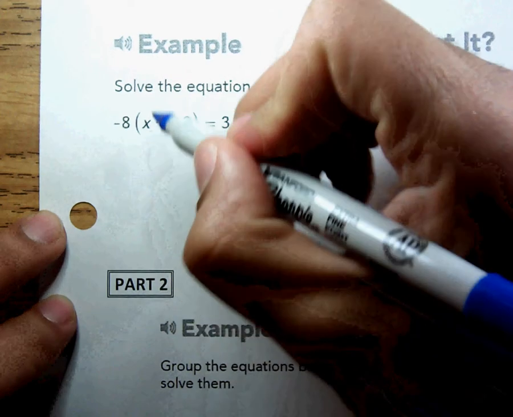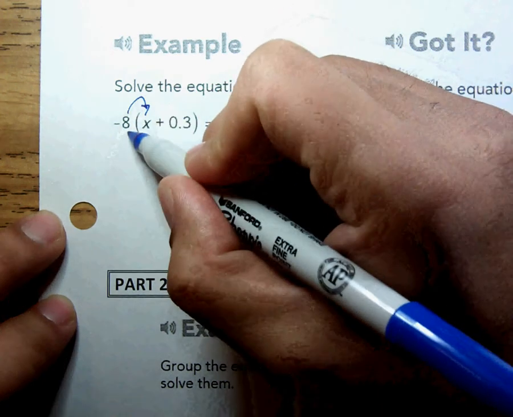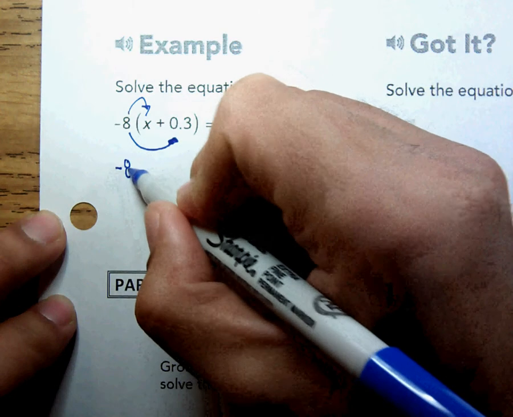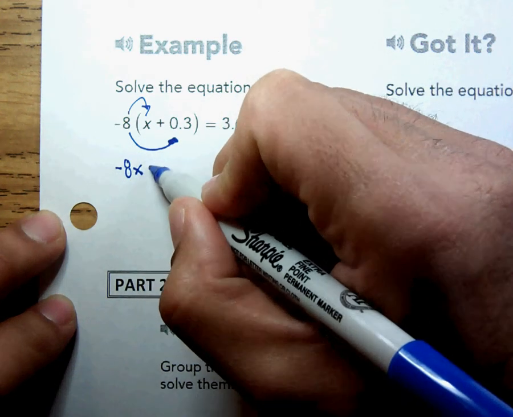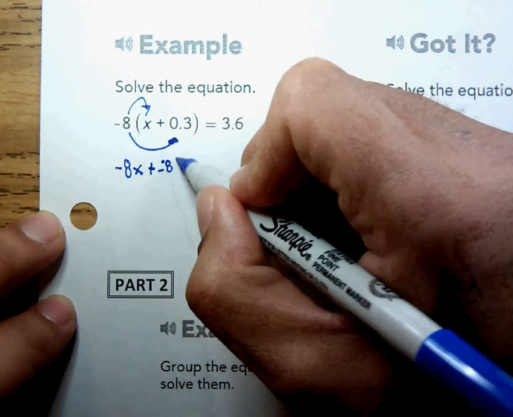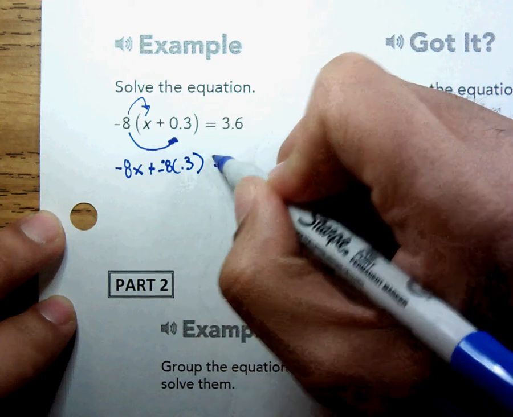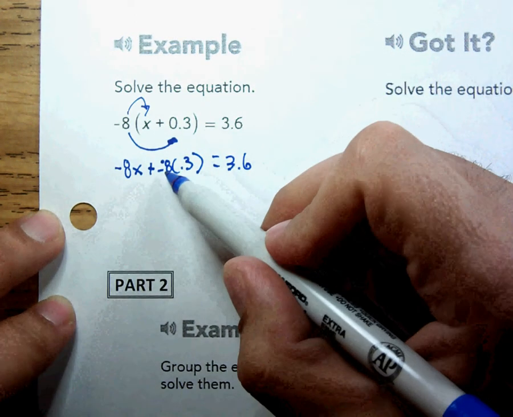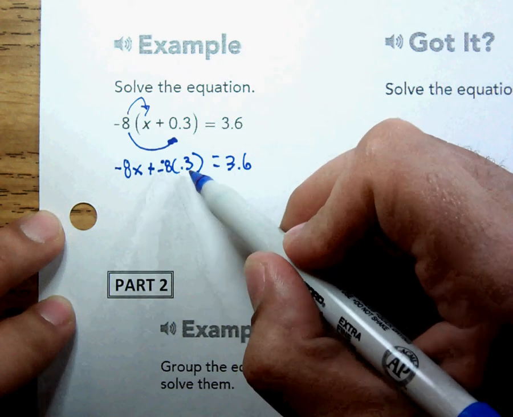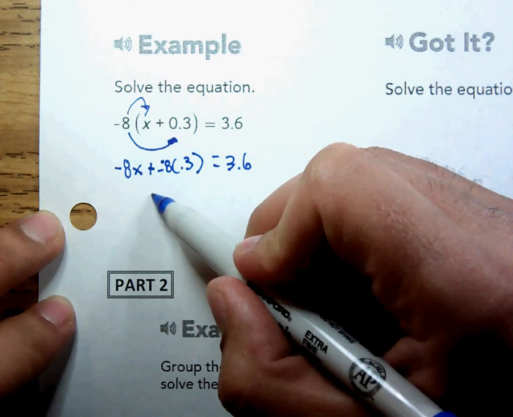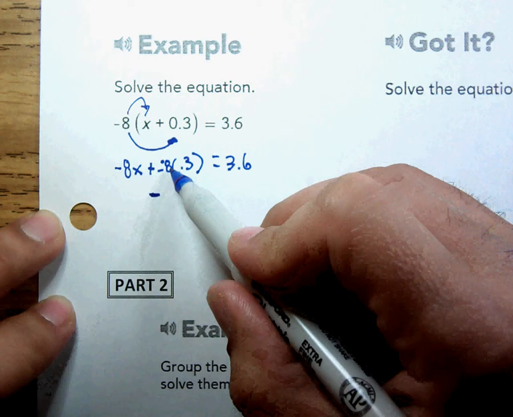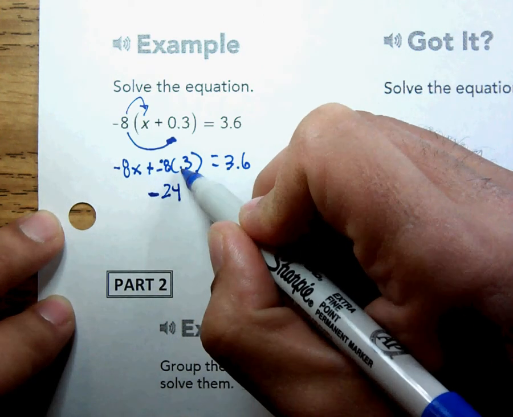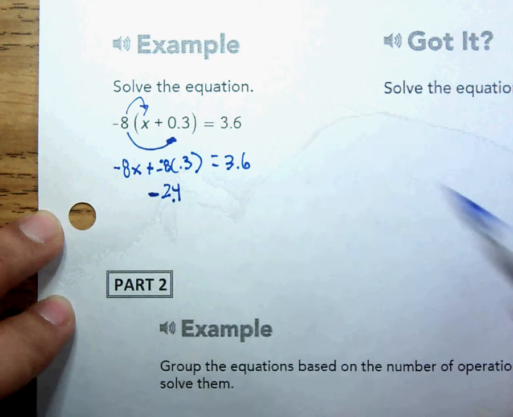So the first thing I should notice is I can distribute or give away my negative 8 to each of these groups. And so I'll have negative 8x plus negative 8 times 0.3 equals 3.6. Well, I should know that when I multiply a negative by a positive, I'll get a negative answer, so I know he's going to be negative. And I know that 8 times 3 is equal to 24.